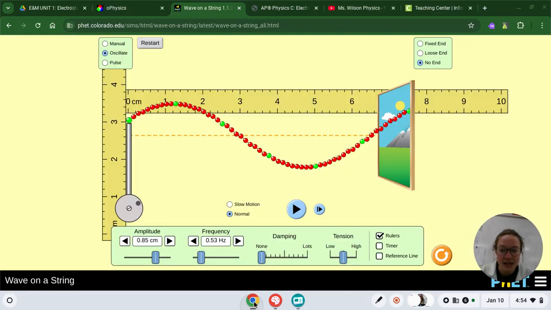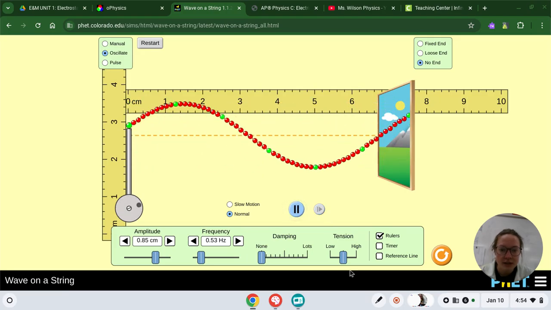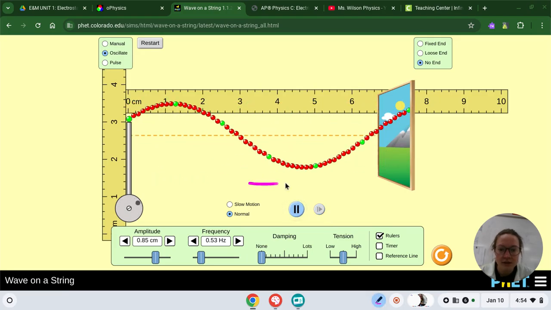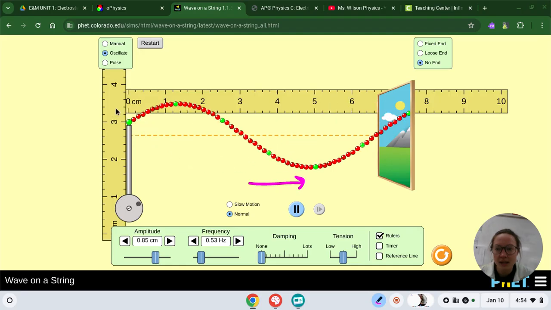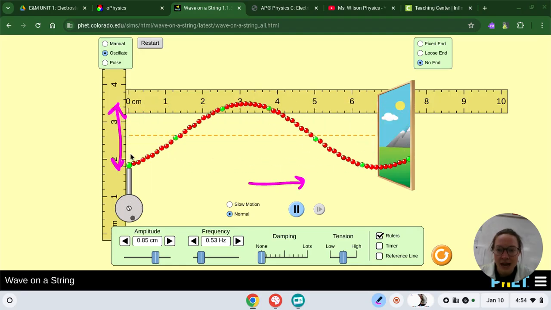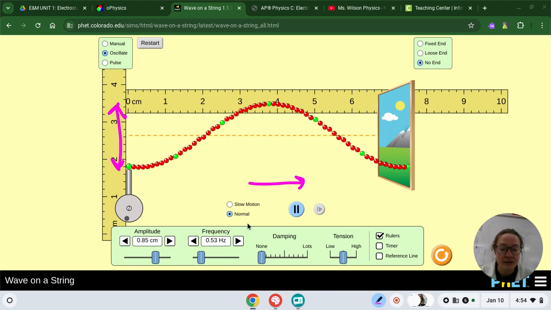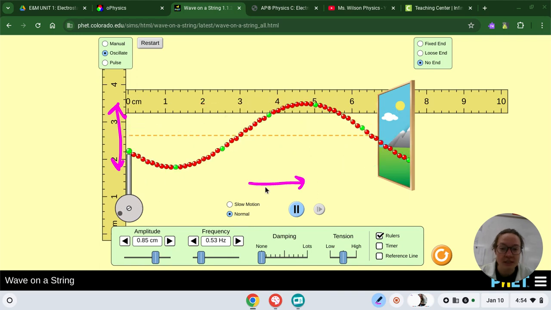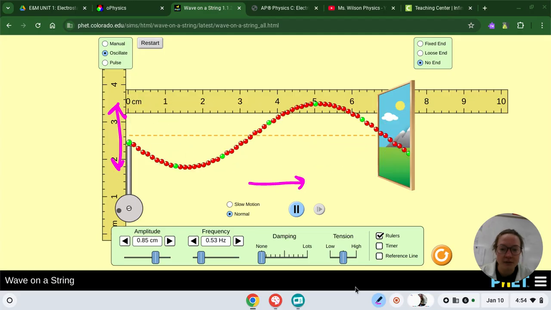We can see this again if we look back at the PhET simulation. Do you see how the wave is moving this way? The wave is moving this way, but each little particle is moving up and down. That is characteristic of a transverse wave. That's what it means to be a transverse wave, is that even though the wave moves this way, the particles in the wave move up and down.